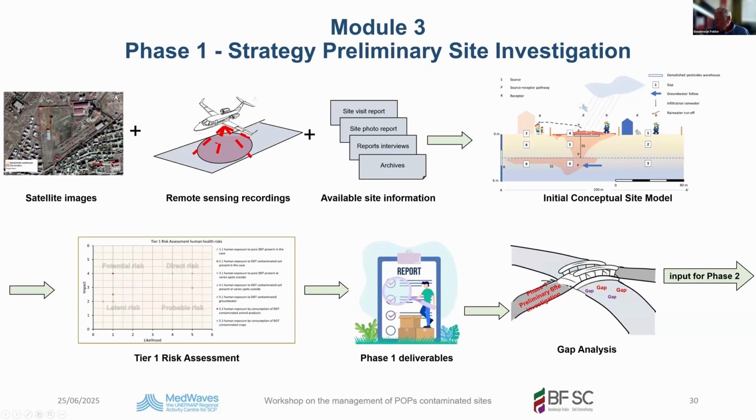The information of the initial conceptual site model will give you source, receptor, and pathways, and then you can do the first level 1 risk assessment. You put everything in a report. This is your deliverable, and this report is the input of your next phase. But to go from preliminary site investigation to the detailed site investigation, you have to bridge all the gaps. So the gap analysis is your bridge to the next phase.